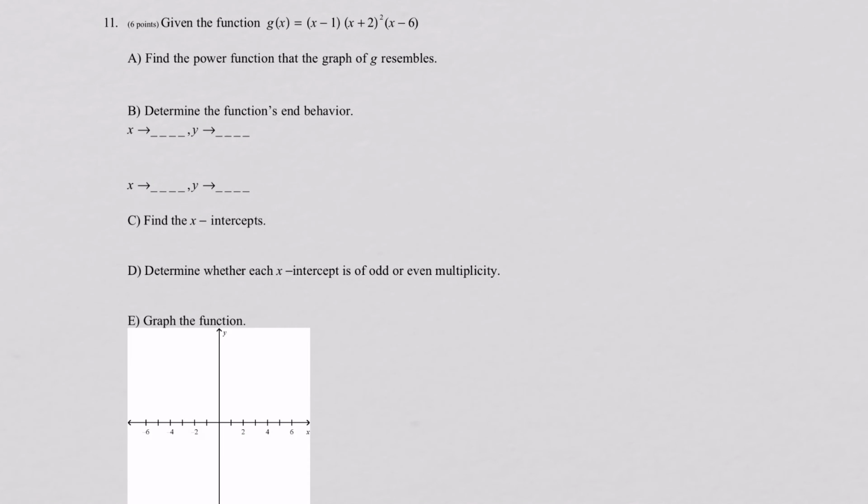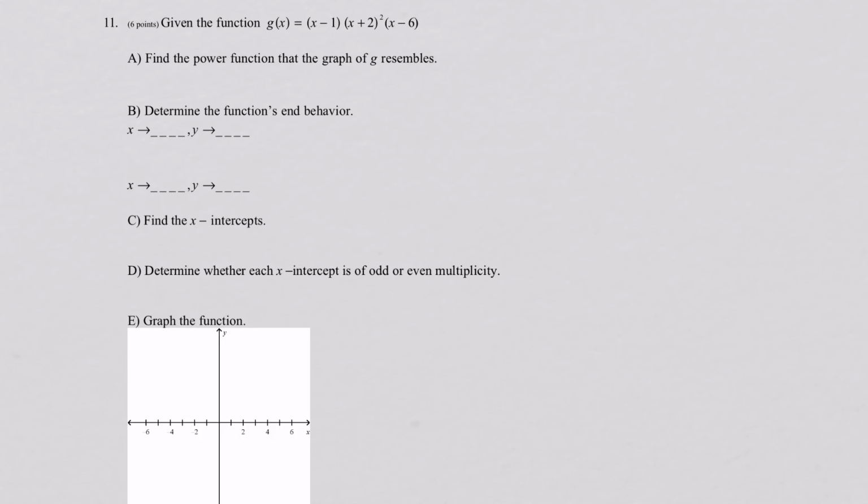Okay, number 11. Given the function g of x is equal to the quantity x minus 1 times the quantity x plus 2 squared times the quantity x minus 6, we're going to answer a bunch of questions about this particular function. So first, find the power function that the graph of g resembles. All that question is asking you is, what is the parent function for this function? Okay, what's the power function that it resembles?